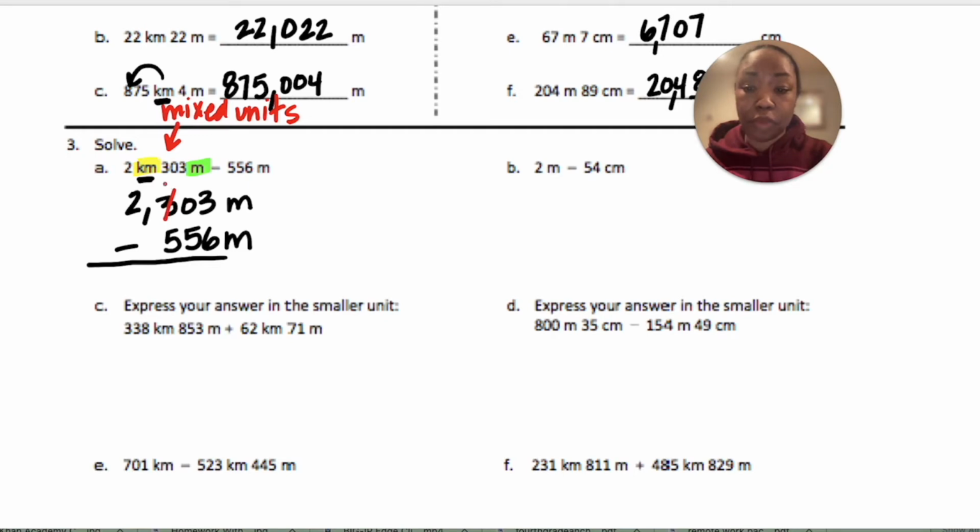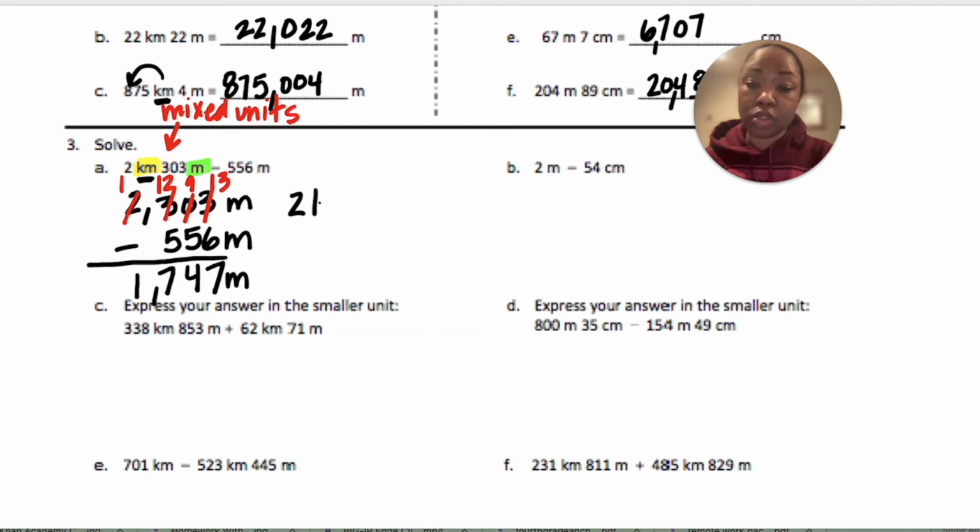I can take from the 300, so that becomes 2. This 0 becomes 10 and then 9 because I need to borrow again or regroup again. And this 3 becomes 13. Now I can't do 2 minus 5, so this 2 becomes 1 and this 2 becomes 12. Now I can subtract. 13 minus 6 is 7. 9 minus 5 is 4. 12 minus 5 is 7 and 1. So 1,747 meters.